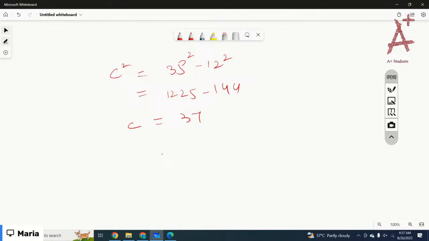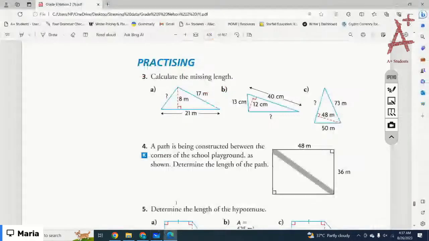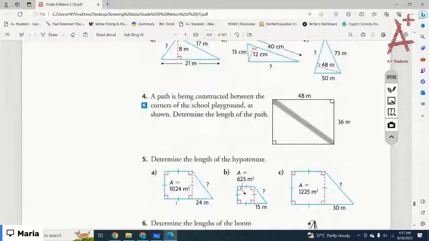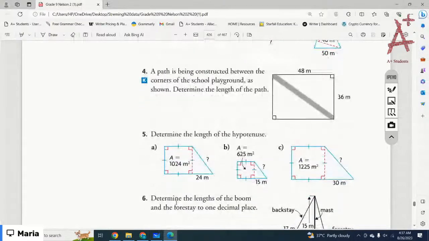Okay. The next one is question number 4. A path is being constructed between the corners of a school playground. Determine the length of the path. You have two sides given. You just have to calculate the hypotenuse, right?